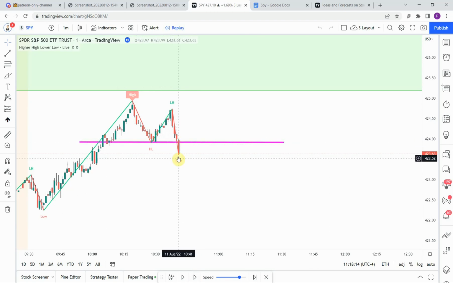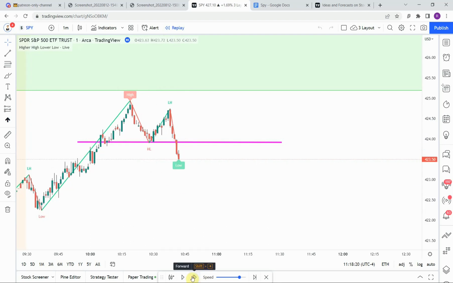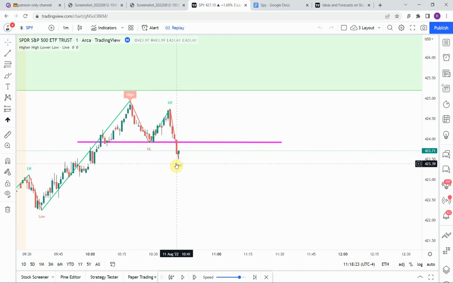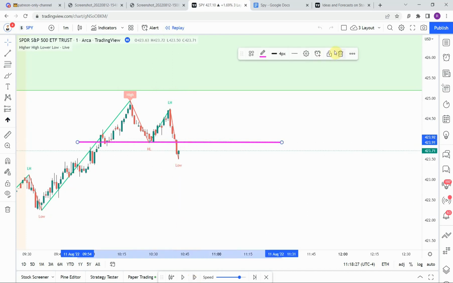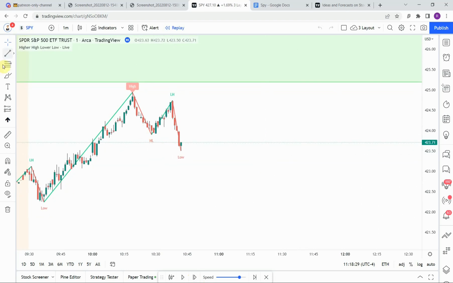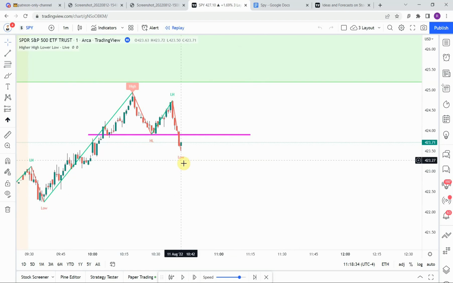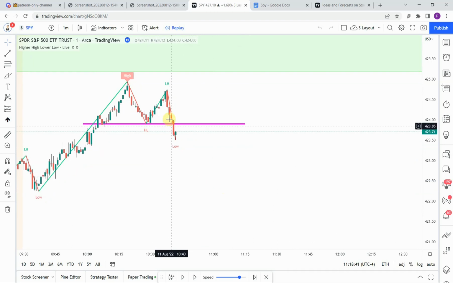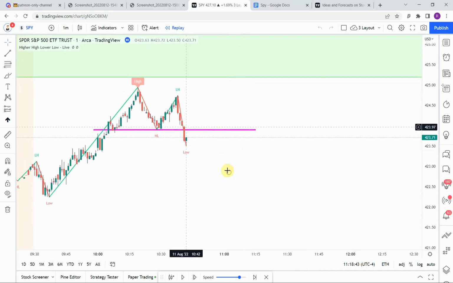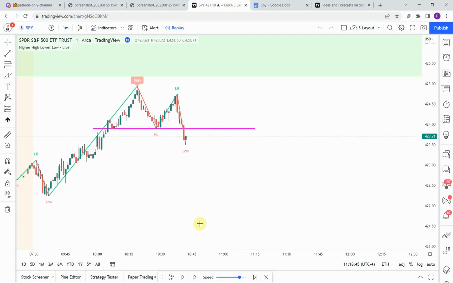There's our break right there and our close. So now we've broke this area of support right here. Let's go ahead and play it forward a little bit, and now you can see that it's saying we're creating new lows right here. Now what we're looking for is for price to come up, come back to this area right here, this line, and then continue down. And that will be our sign that we are now in a downtrend.